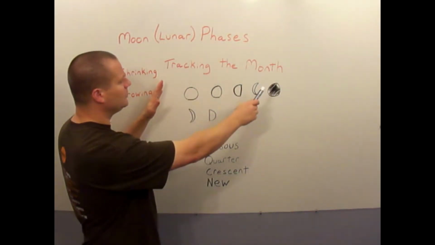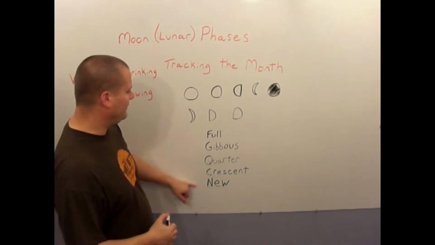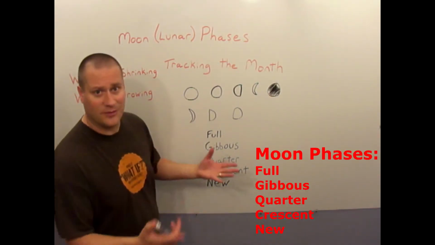So, tracking the moon through its various phases. There are 5 different names for some of the phases, and some of them repeat.